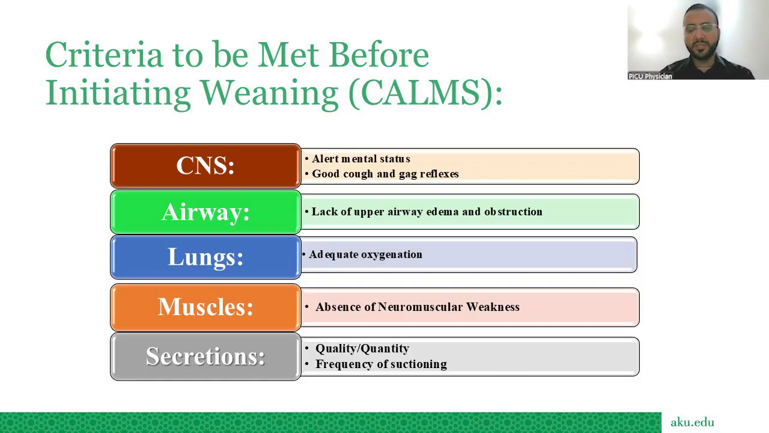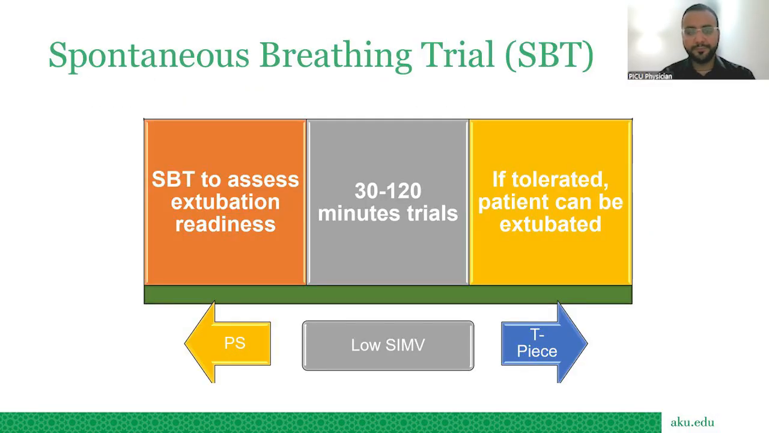And the fifth thing is secretions. You have to see the quantity and quality of secretions. If the quantity is significant, you have to be very cautious before extubation. And if the quality of secretions is changing, that means the patient might have developed a new infection, so you have to be cautious of that. Also ask the nurses what the frequency of suctioning is. If the frequency of suctioning is increasing, again, you have to be cautious regarding extubation.